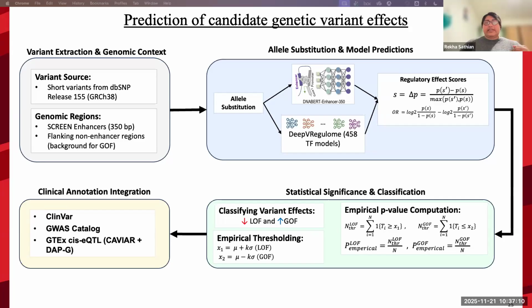Now, to understand the biological and clinical relevance, we overlapped these high confidence variants with clinical annotations available in ClinVar, GWAS catalog, and GTEx eQTL dataset. This analysis represents the core of our project, leveraging AI to systematically identify non-coding variants that actively reshape enhancer function, thereby revealing hidden drivers of disease risk and potential therapeutic targets.